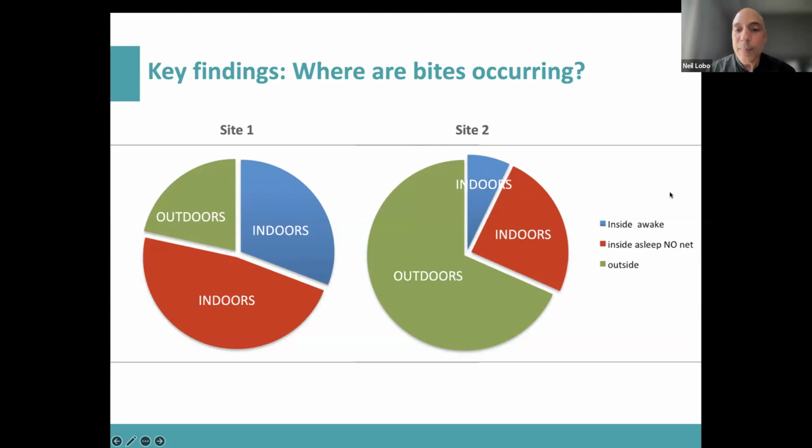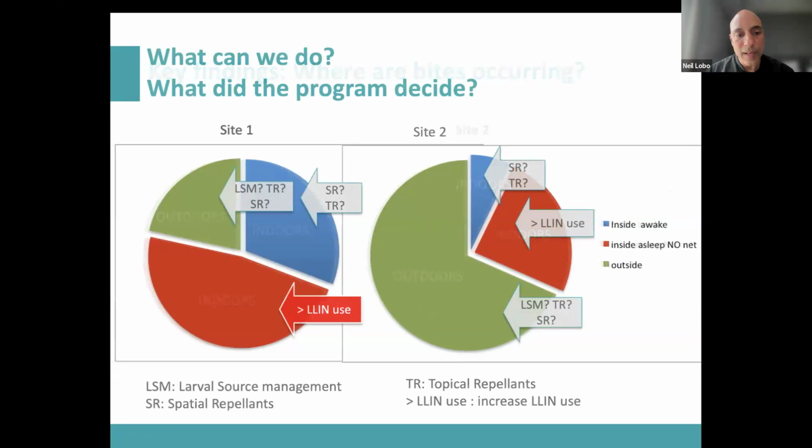And now, if you think about this just a little bit more, you can actually see what interventions might work in these spaces and at these times. And that's exactly what we did. We went to the Ministry of Health and said, hey, at site 1 and site 2, this is what's happening. At site 1, bed net use. If you increase bed net use, you can protect them when they're sleeping without bed nets. When they're awake without bed nets, we can possibly give them spatial repellents or topical repellents. Outdoors, right now, there's not much we can do, but maybe we can give them topical repellents, spatial repellents, or do a larval source management or increase larviciding.